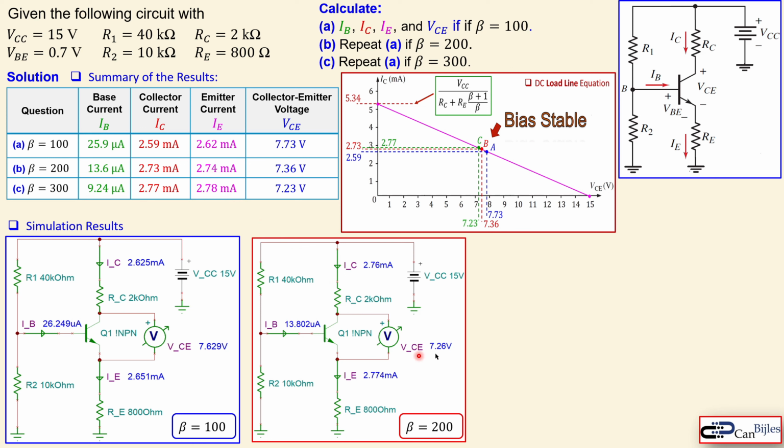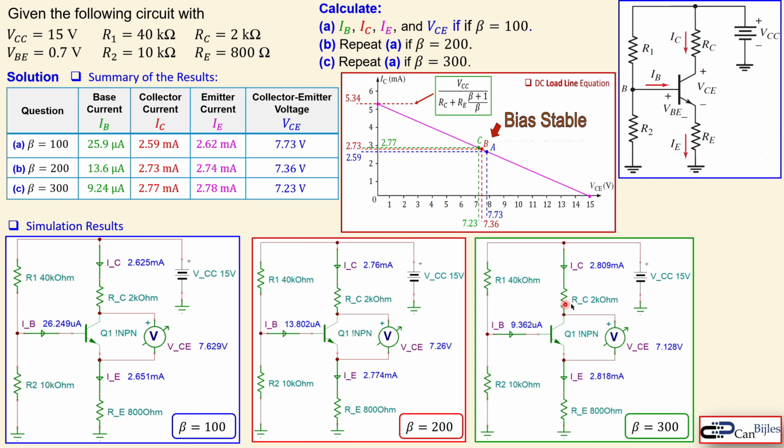And the collector-emitter voltage is 7.26 volts, and we have 7.36 volts. Again, 100 millivolts larger actually than the simulated value. So kind of a static error we have here. Now looking at the final one, where the beta is 300. In this circuit, you can see the base current, which is simulated, is 9.36 micro, and we have 9.24 micro. So our calculated base current is always a little bit smaller.